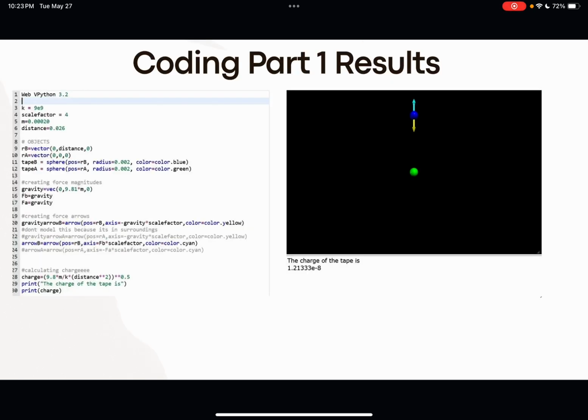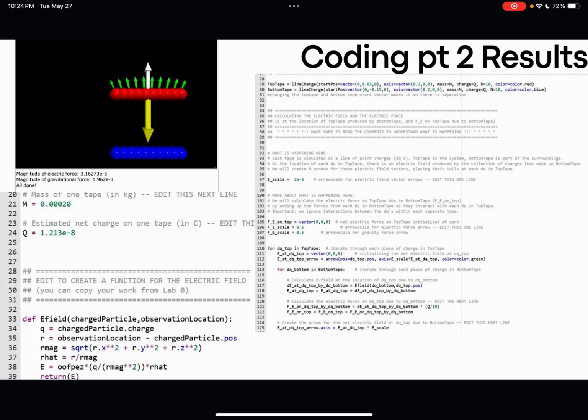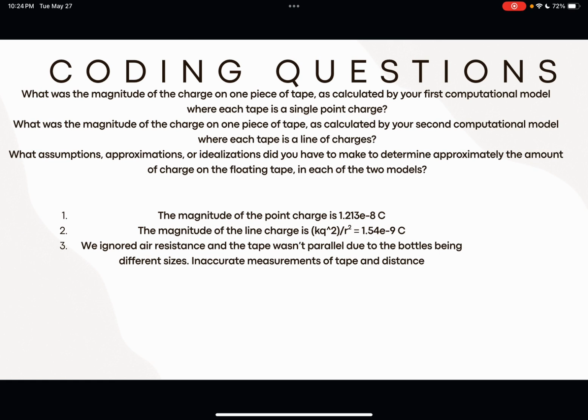And the coding part 1, which was on a point charge, as you can see in the photo, the charge of the tape. And then part 2 is the line charge, as you can see in the photo, with the line which replicates the tape, and then the magnitude of the electric force that we get and the magnitude of the gravitational force.